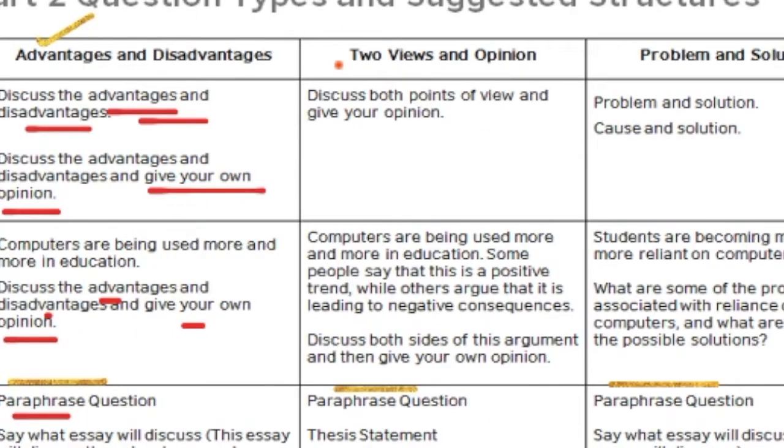Coming to the third question type, which is two views and opinion, which is discussion questions. So the typical language of the question will be: discuss both views and give your opinion. Now the question can be: computers are being used more and more in education. Some people say this is a positive trend while others argue it is leading to negative consequences. So they've given you 2 points of view. Discuss both sides of this argument and then give your own opinion.